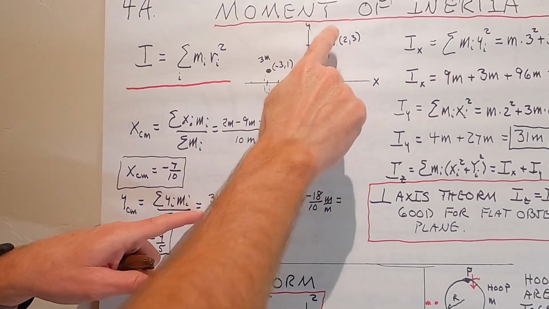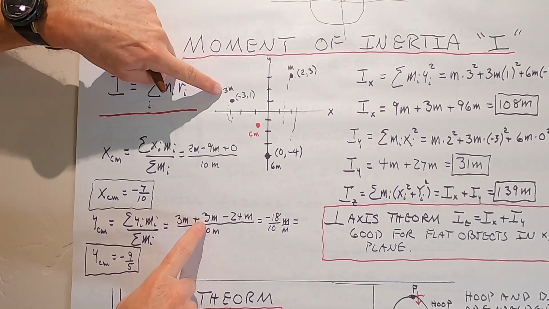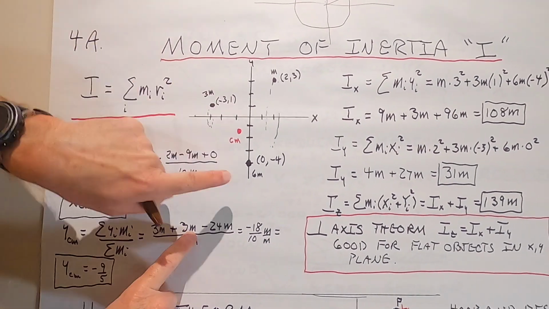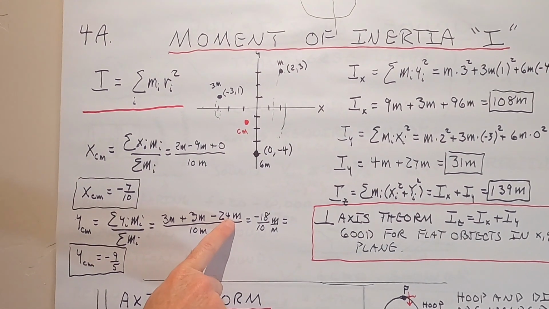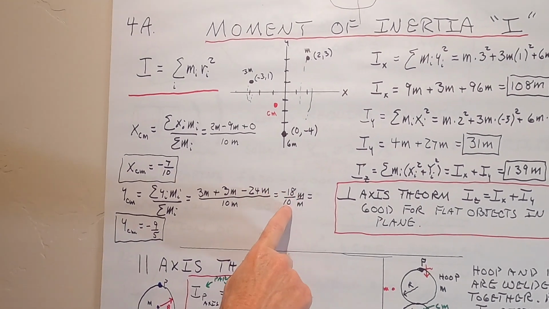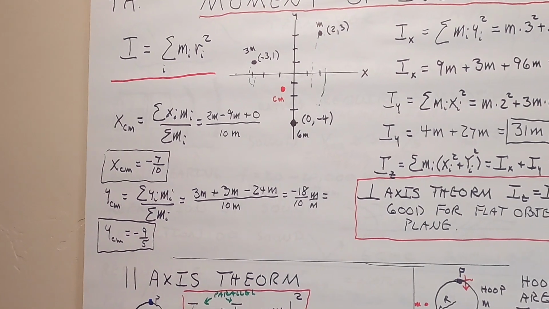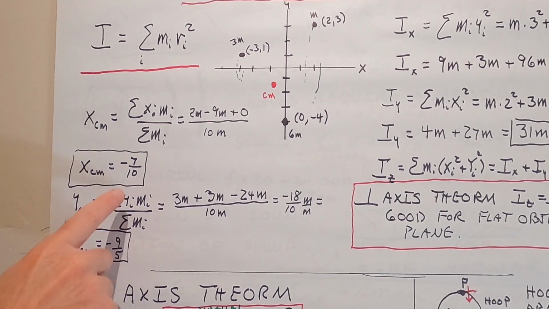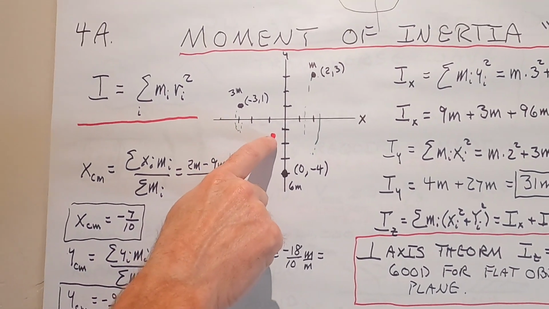So over here it'd be 3 times m. This one would be 3m times 1. This one would be 6m times minus 4, which is minus 24 over 10. Adding these up, it's minus 18 tenths. The m's drop out, and it's minus 9 fifths. So the center of mass is minus 7 tenths, minus 9 fifths, which is about right there.